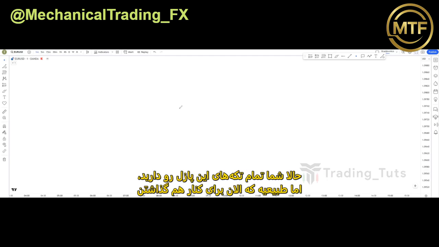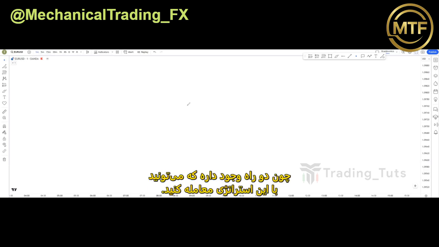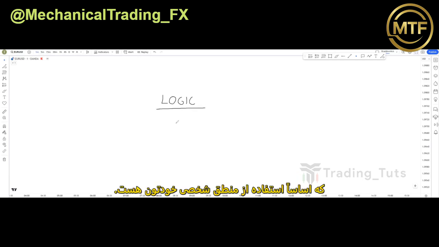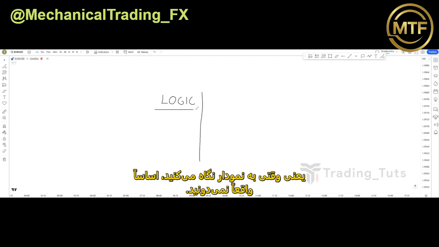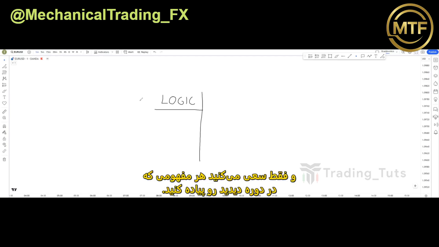Now you have all the pieces of the puzzle, but it's normal that you struggle to put all of those pieces together, right? Because there are two ways that you can trade the strategy. The first one is the one you're actually doing, basically using your own logic. So when you go to the chart, you don't know actually what you have to look for, and you just try to apply every single concept you saw in the course.